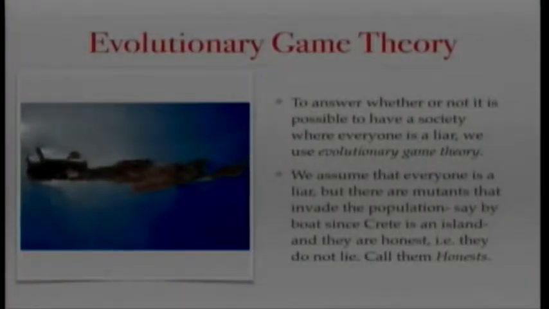So let's assume that everybody that lives there is a liar, but there are mutants that invade the population. And our mutants, I call them honest. There's not a good antonym for liar, right? It's like truth teller or straight shooter. So I'm just going to make up the word honest. Seems to make sense to me. So you have this invasion by these people that tell the truth, the honest, into this island of all these liars. And so the question is, because societies evolve, the norms of societies evolve, right? Will the liars still predominate the society? Or will the honest end up taking over the society? Or will there be some mixture therein?